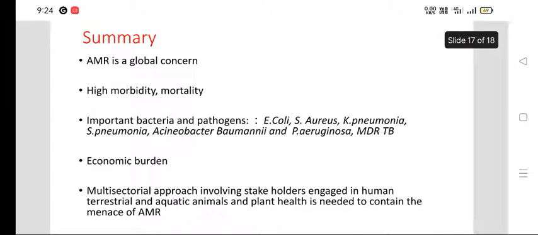So, in short, antimicrobial resistance is a global concern, not only in India, because of high morbidity and high mortality. Important bacterial pathogens which may lead to death include E. coli, Staphylococcus aureus, Klebsiella pneumoniae, Acinetobacter baumannii, Pseudomonas aeruginosa, and MDR TB, and ultimately all this leads to the economic burden that we have just seen. So a multi-sectoral approach involving stakeholders engaged in human, terrestrial and aquatic animal, and plant health is needed to contain the menace of antimicrobial resistance. That's all.